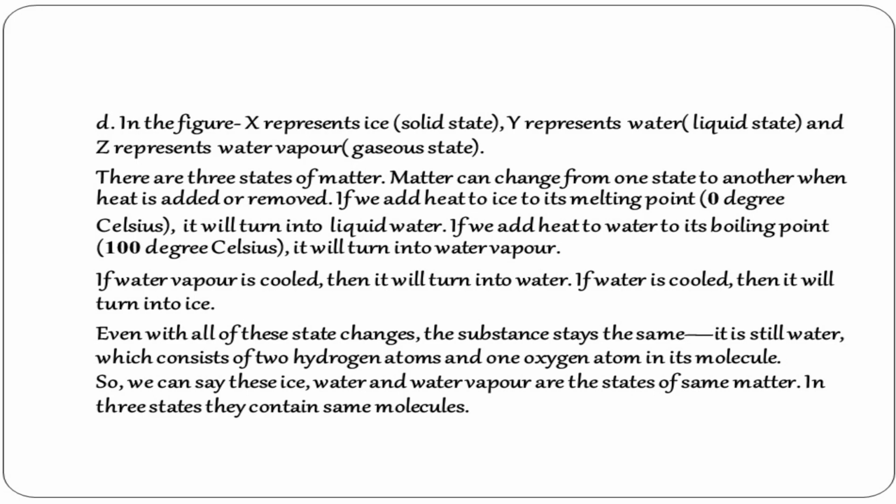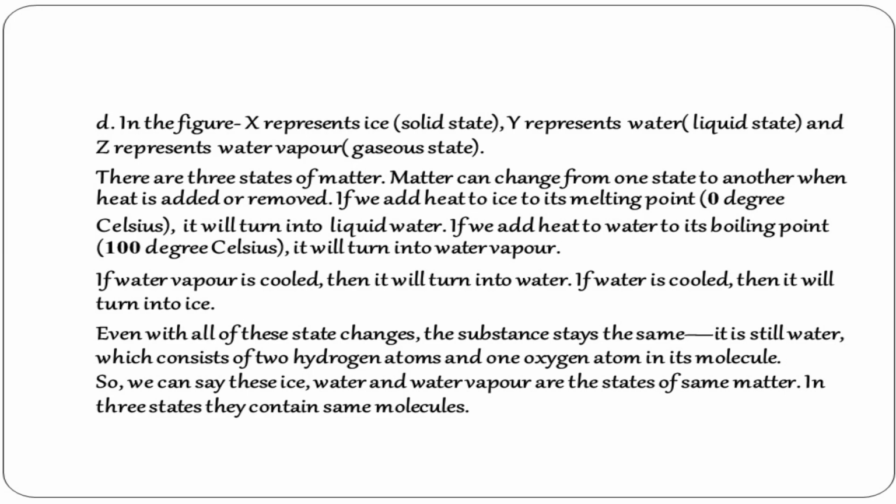If we add heat to ice up to its melting point, that means 0 degrees Celsius, it will turn into liquid water. If we add heat to water up to its boiling point, that means 100 degrees Celsius, it will turn into water vapor. Again, if water vapor is cooled, then it will turn into water. And again, if water is cooled, then it will turn into ice.